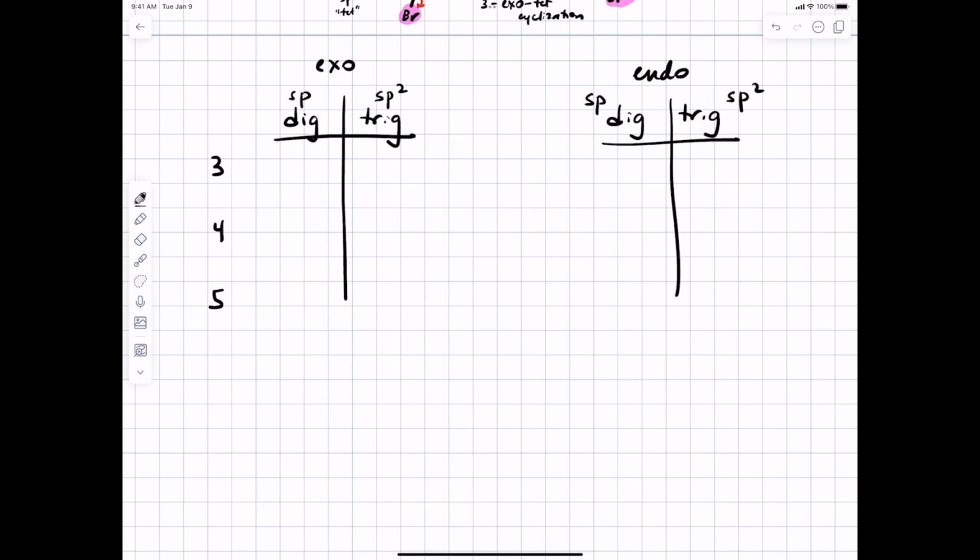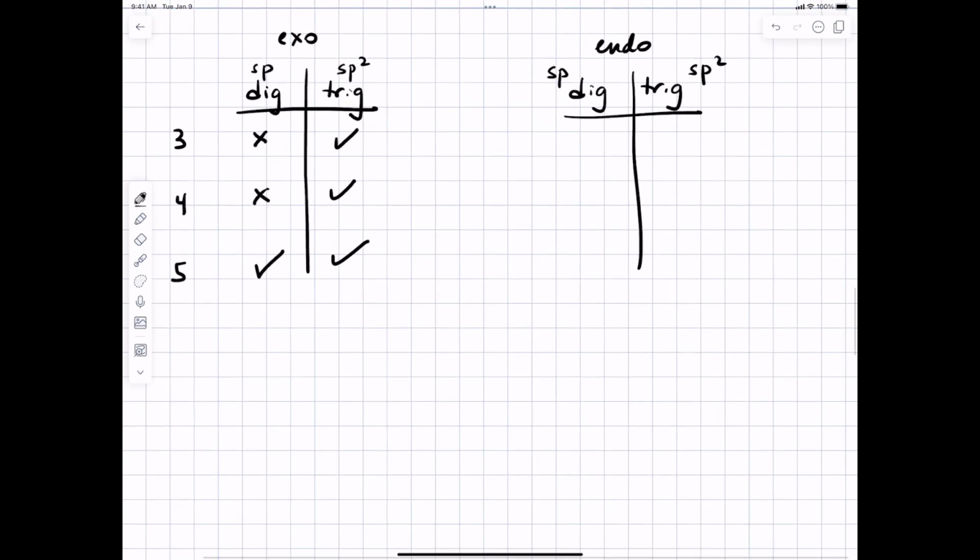Okay, so for dig cyclizations, exo-dig cyclizations don't work very well for 3 and 4 membered rings. They work great for 5 membered rings. All of the exo-trig cyclizations are fine. For the endo-cyclizations, interestingly, all of the dig cyclizations are fine. None of the trig cyclizations are fine. Because the SPG doesn't want to keep the electrons. Well, let's talk about that.